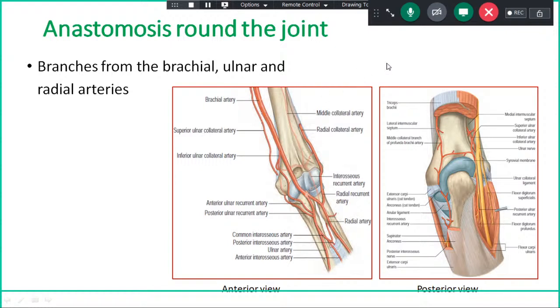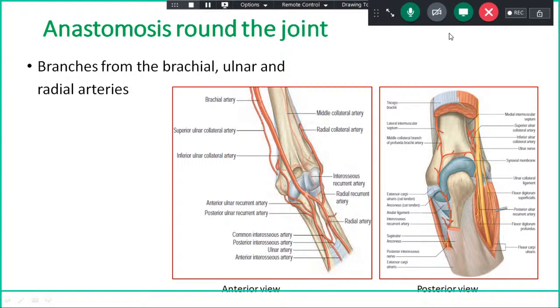What is the scientific definition of an anastomosis? Now somebody has indicated it in the text box. A pre-capillary or a post-capillary communication between blood vessels. It can be between an artery and an artery, an artery and a vein, or a vein and a vein. That's an anastomosis.